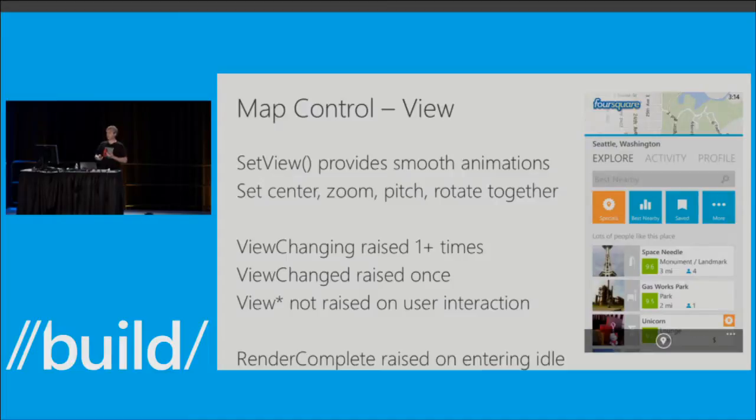And then render complete is an event that we raise whenever the map is idle. So this is a very frequent one. So essentially, any movement of the map that causes more data to have to be loaded into memory and then displayed to the user will cause this to get called when the map is fully visible to the user.